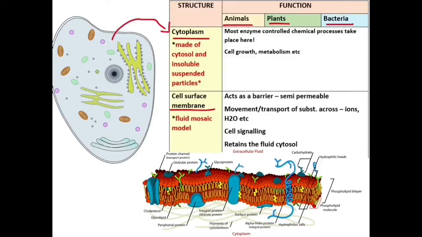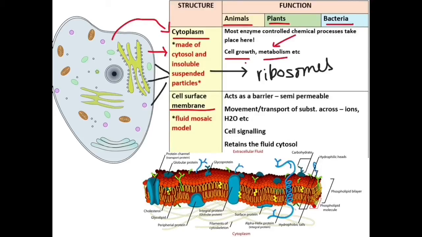So this is the cytoplasm. And this aqueous fluid part in it is the cytosol. The insoluble suspended particles are just ribosomes and other organelles. As for the function, most enzyme-controlled chemical reactions take place here in the cytoplasm. Like those associated with cell growth, protein synthesis, like the amino acid activation stage, and so on.